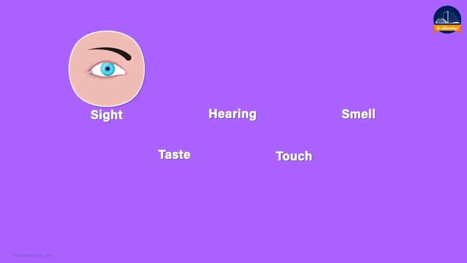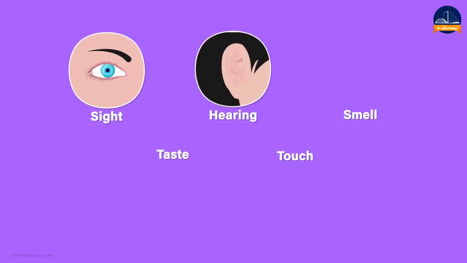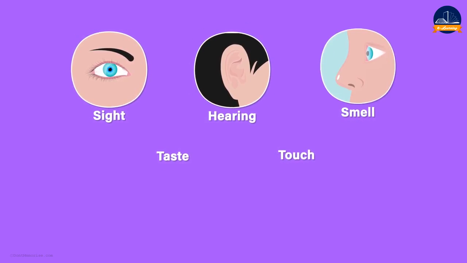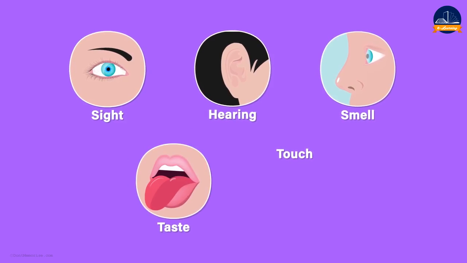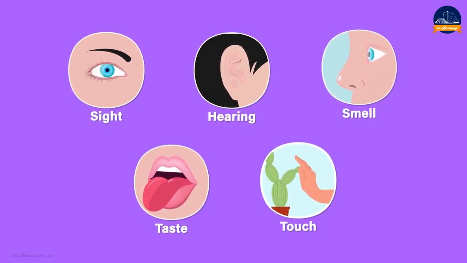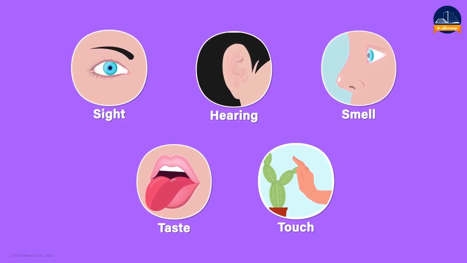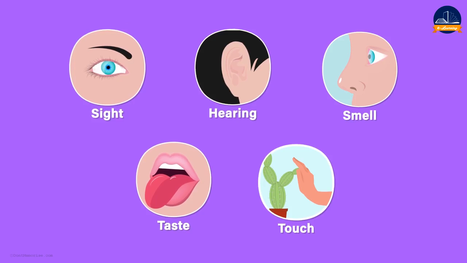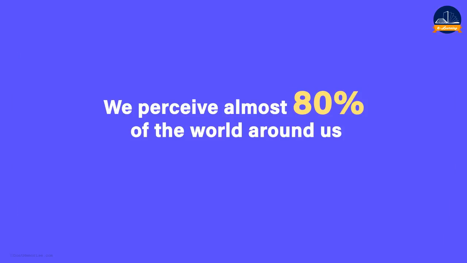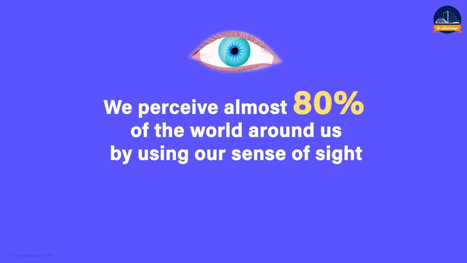Eyes help us to see things. Ears help us hear sounds. We smell with our nose, taste with our tongue, and the sense of touch is provided by our skin. Of course, all senses are important, but the sense of sight is most important. Here is an interesting fact. We perceive almost 80% of the world around us by using our sense of sight.